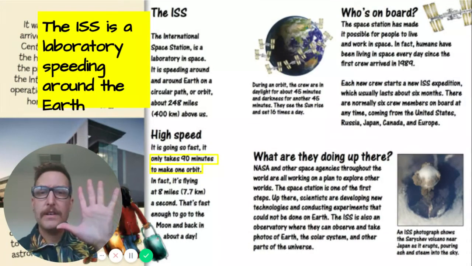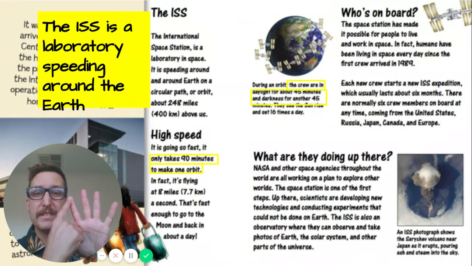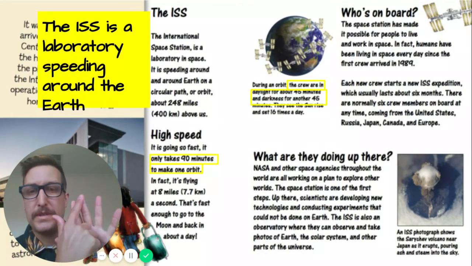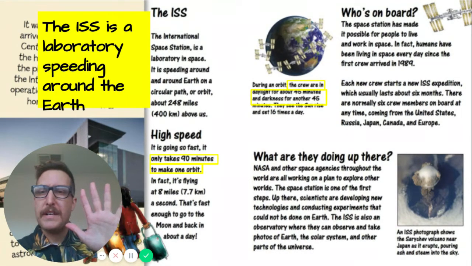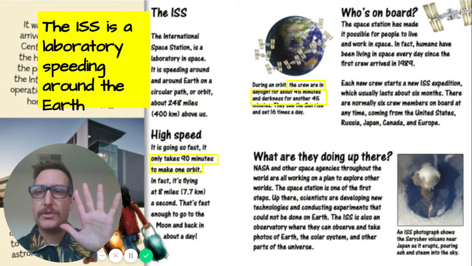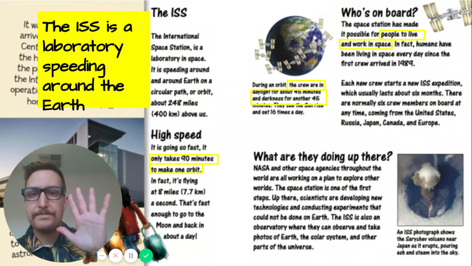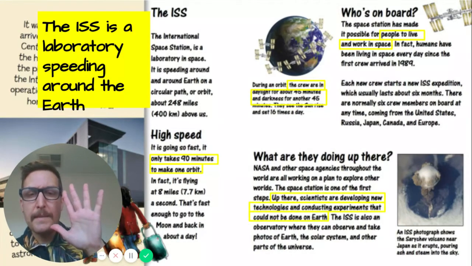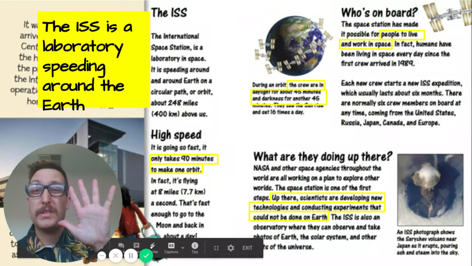Another fact that I found was that the crew are only in daylight for about 45 minutes and in darkness for another 45 minutes. So that's not long at all. It means they're moving really fast. The other main idea I needed to support was the fact that it was a laboratory. So I found this fact up here that said the space station has made it possible for people to live and work in space. It also says down here that up there, scientists are developing new technologies and conducting experiments. So I know that is what laboratories are for.